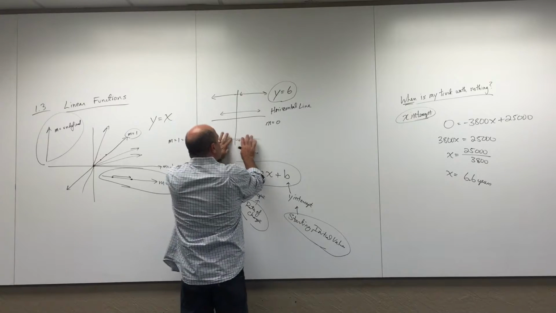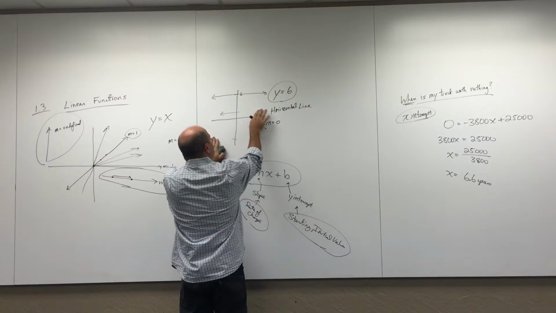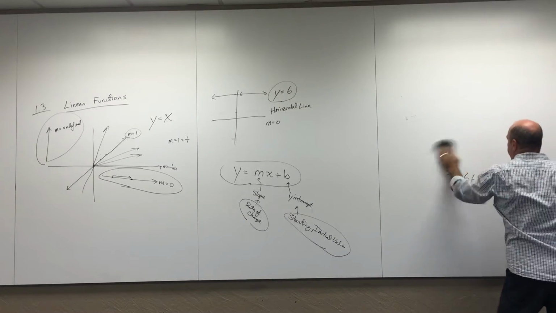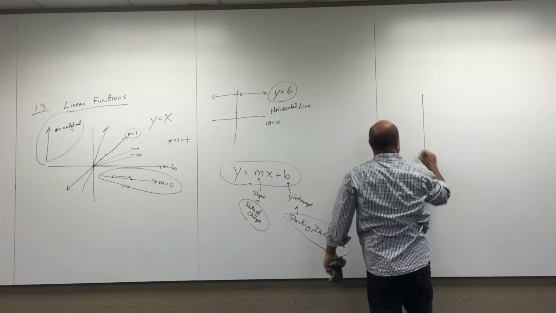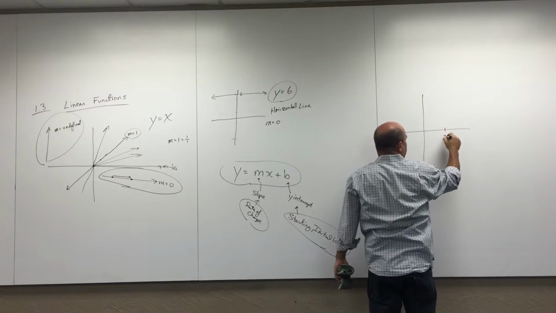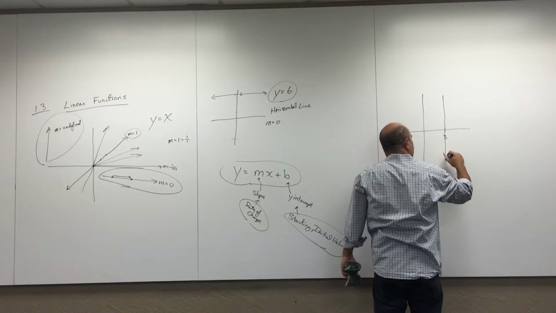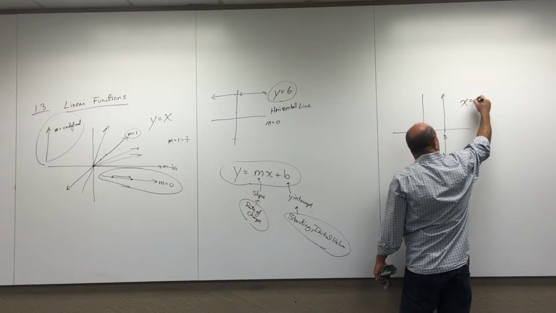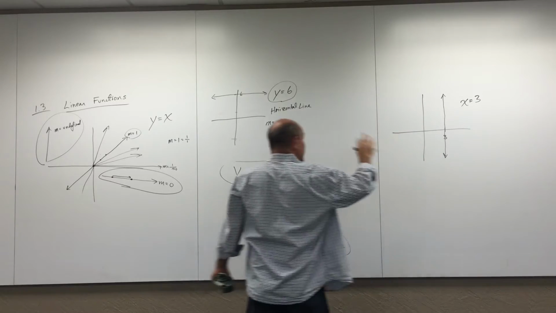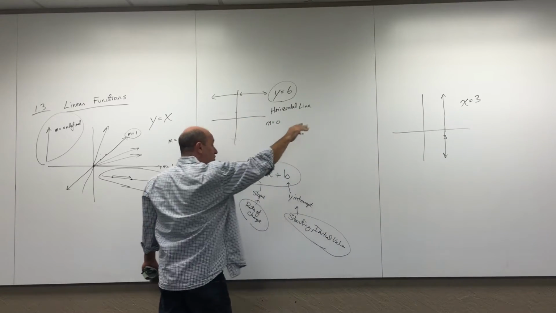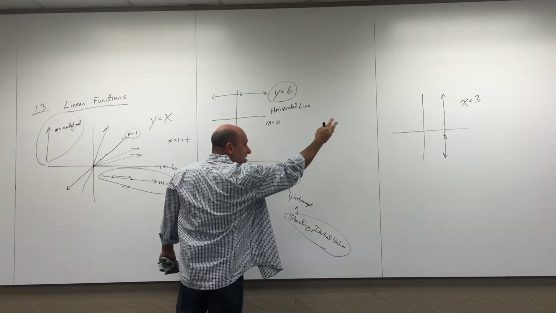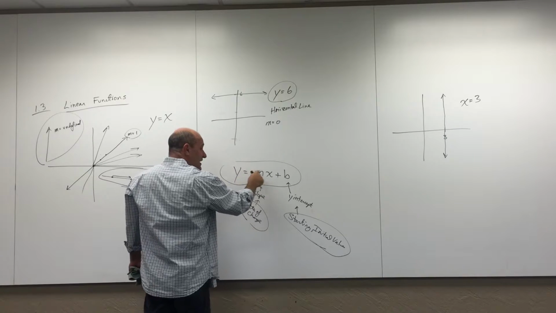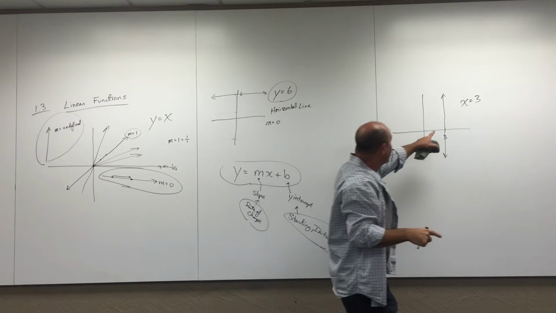All right, so those thoughts need to go together. Check this one out. Over here at 3, I'm going to draw a vertical line. His name is x equals 3. How does that equation fit this formula? There is no y. There really is no b. Look at the picture. Is there any y-intercept?